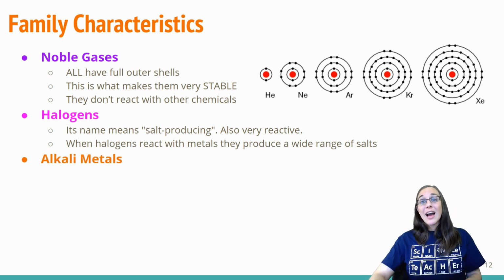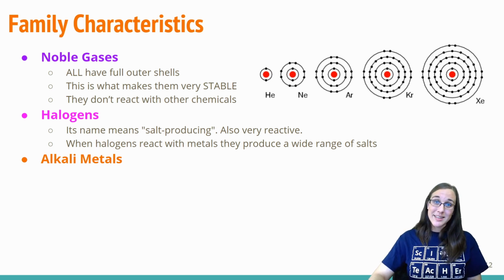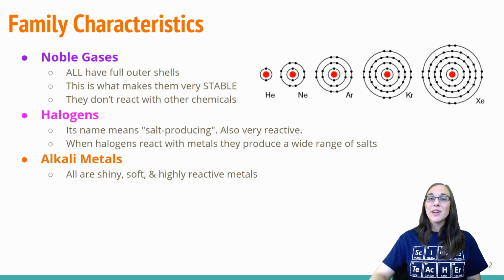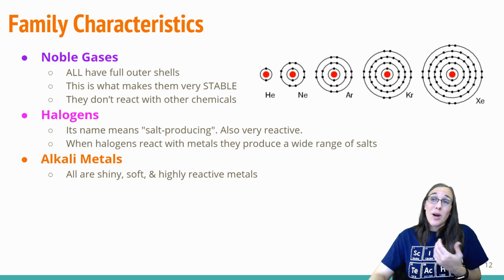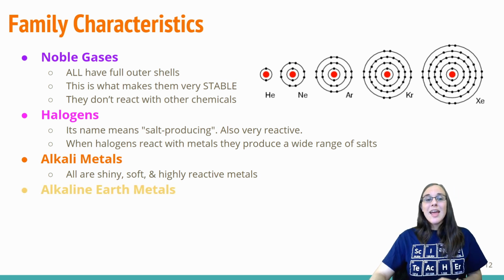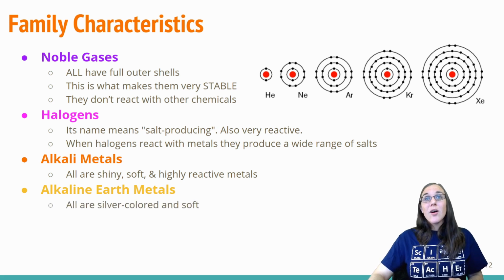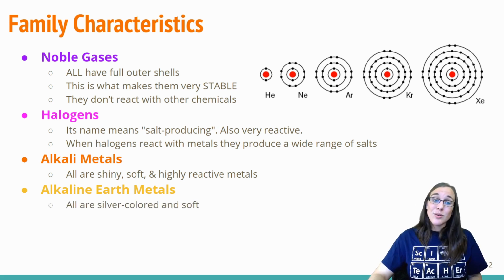We also have the alkali metals. This was on the far left side of the periodic table, and they are all shiny, soft, and highly reactive metals. These are, again, on the metal side, hence why we call them alkali metals. And we also have the alkaline earth metals. They are silver colored and also soft.